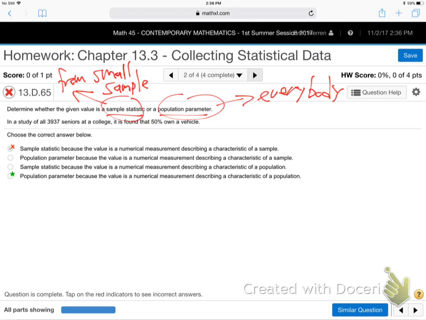So, in this 3,937 seniors, 50% own a vehicle. Is that a sample or a population? Well, that's population because that's all the seniors. That wasn't just some of the seniors. That wasn't just the seniors that are taking English their last year or the seniors that are whatever. You know, it's all the seniors. So it's the whole population. So that's a parameter. That 50% is not a statistic. It's a parameter in that case. This chapter is all words.